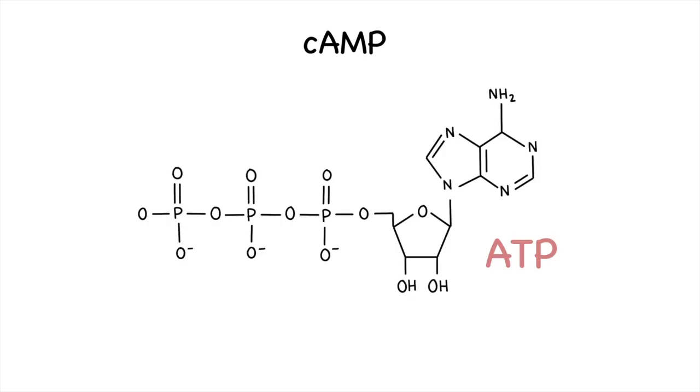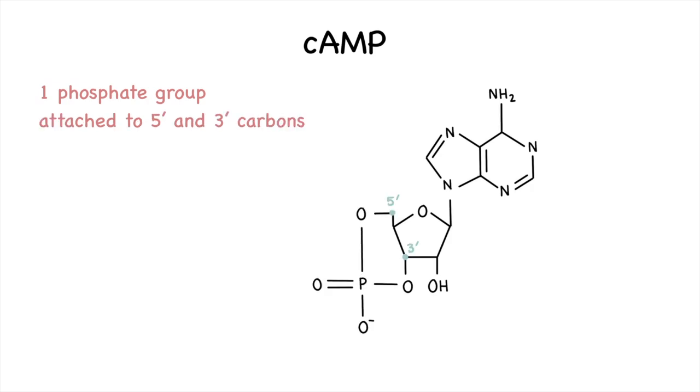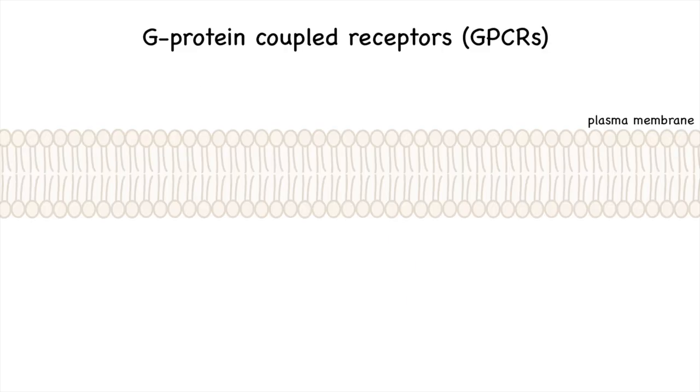ATP has 3 phosphate groups that are linked together in a chain and attached to the 5' carbon of the ribose sugar. Cyclic AMP has 1 phosphate group that is attached to both the 5' and 3' carbons, which forms a cyclic structure. It's also important to be familiar with G-protein coupled receptors.